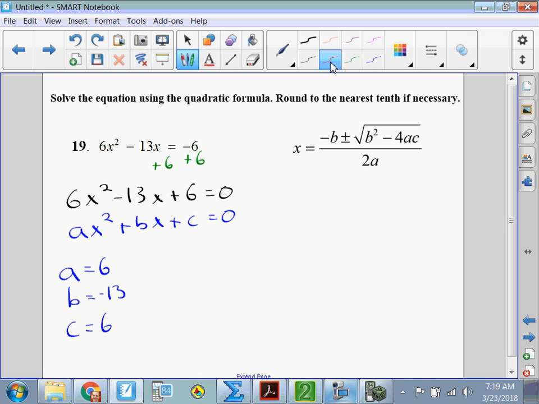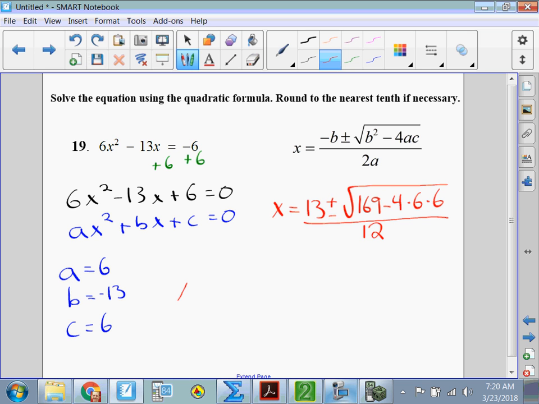Now I'm going to use my quadratic formula. So x equals the opposite of b, so 13, plus or minus the square root, b squared. So negative 13 squared is 169. Please don't type in negative 13 squared on your calculator, because it'll give you a negative number. So 13 squared is 169, negative number squared is positive. 169 minus 4 times 6 times 6, all divided by 2 times a. A is 6. 2 times 6 is 12.